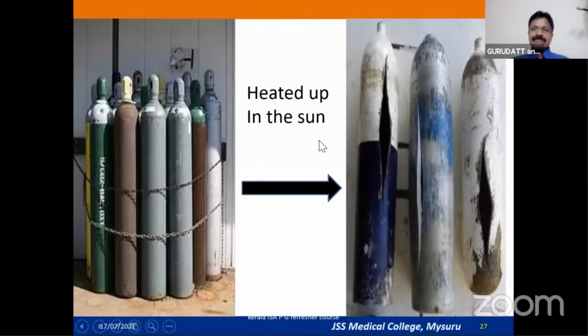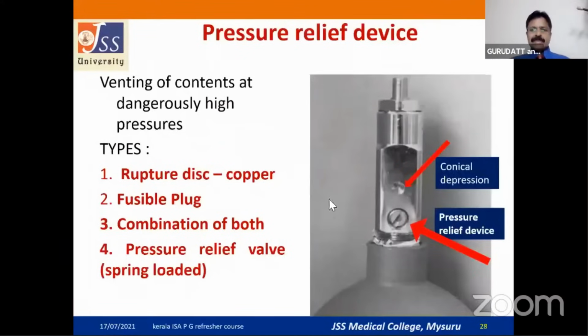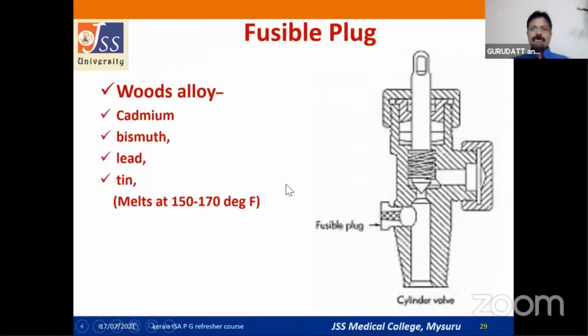Now, what is the safety feature that is adopted to prevent this catastrophe from occurring? I was telling you, just below the conical depression, you can have the pressure relief device. This pressure relief device can be of a ruptured disc type, or a fusible plug type, or a combination of these two, or it can be just a pressure relief valve. So we'll talk about this. The fusible plug, many times it can be asked of you.